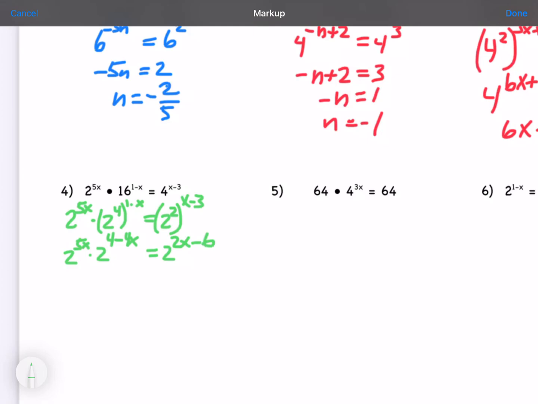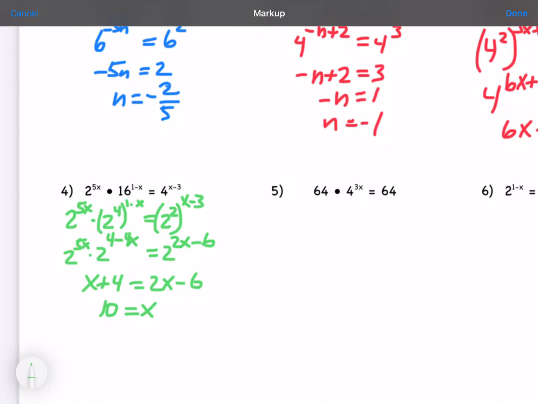Now we can add these ones. So 5x plus 4 minus 4x becomes x plus 4 equals 2x minus 6. So then I'm just going to add 6 to both sides and subtract x. And I end up with x equals 10.